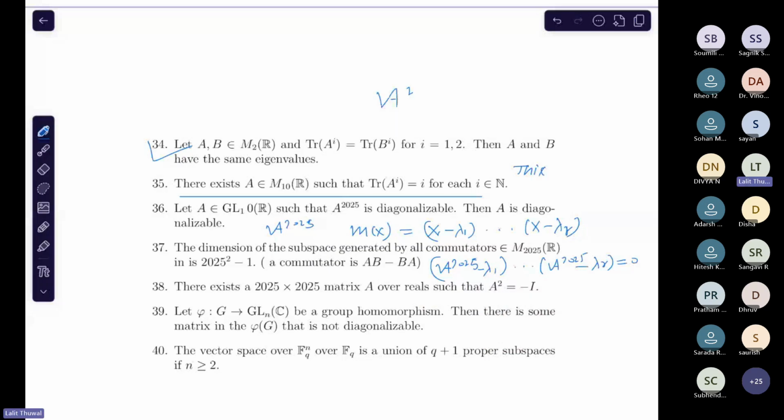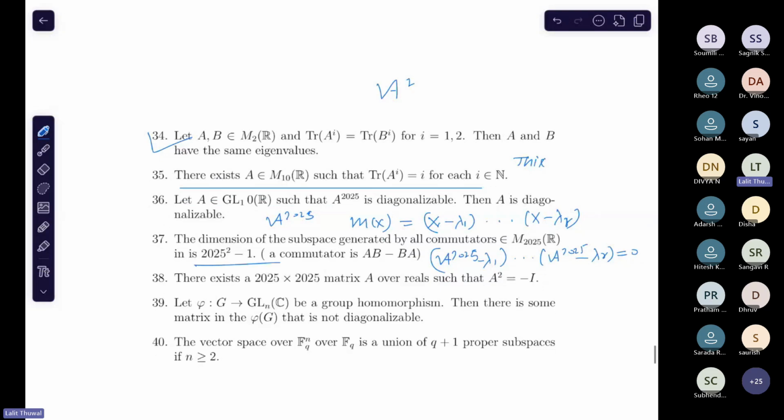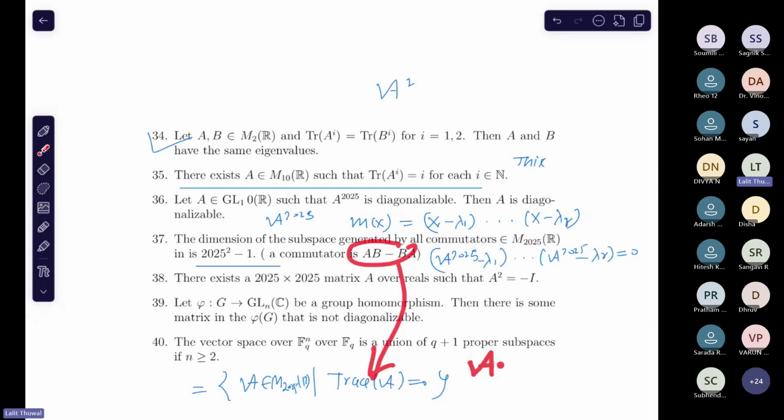Okay, solve it. And this one, it is easy to show that this space is nothing but equal to this: A belongs to M 2025 R, trace A equal to 0. You can show that because obviously every commutator belongs here. But all you need to show is that if some matrix has trace 0, then that can be written as a linear combination of commutators. Okay, so I have corrected this one. This was actually wrong, and this is easy to solve.